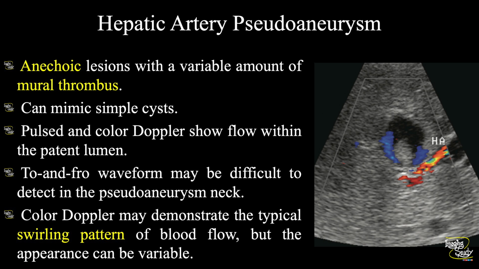They may mimic simple cyst also, so always try to put color Doppler ultrasound when you get a cystic lesion within the liver. Usually we see the to and fro flow within the pseudoaneurysm, which may not be well visualized in hepatic artery pseudoaneurysm because in this case the neck is quite difficult to visualize. But on color Doppler you will get swirling of flow, which may be helpful for confirmation.